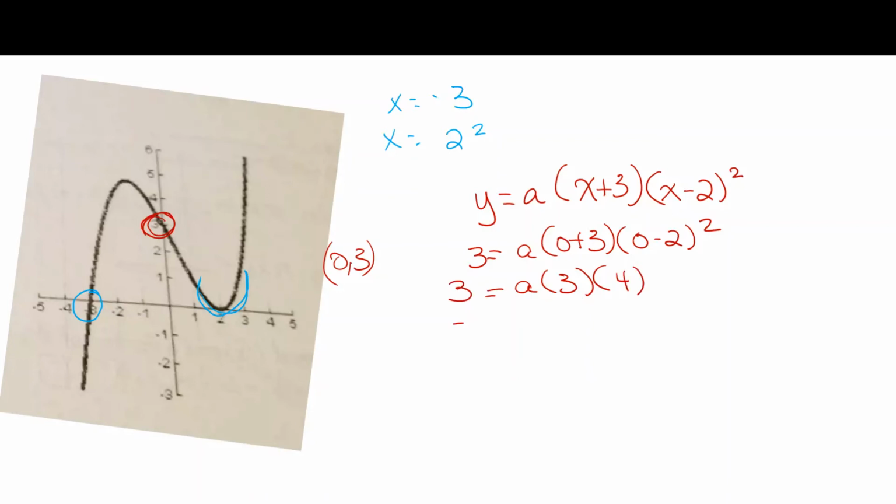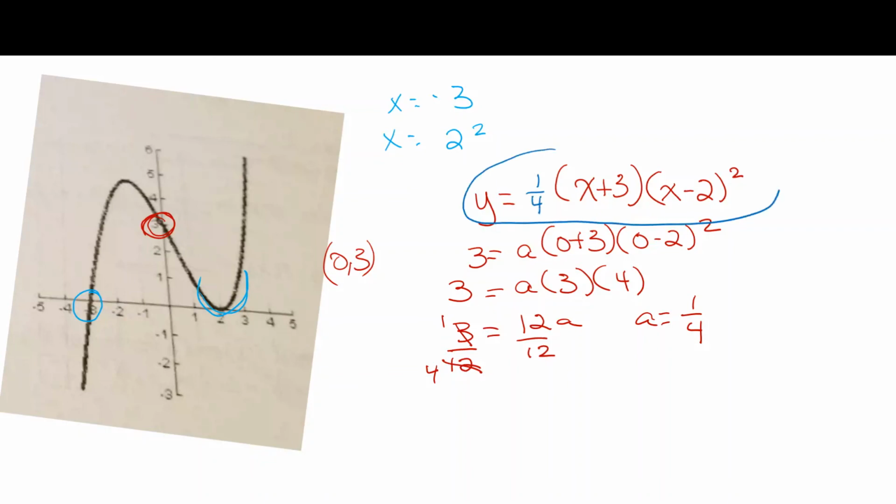So now I have 3 equals 12a. Divide both sides by 12 and reduce. 3 goes into that 1 time, 3 goes into that 4 times, so a equals 1/4. So again, I can just change my a right there and go ahead and fill in the 1/4. And here is my equation.